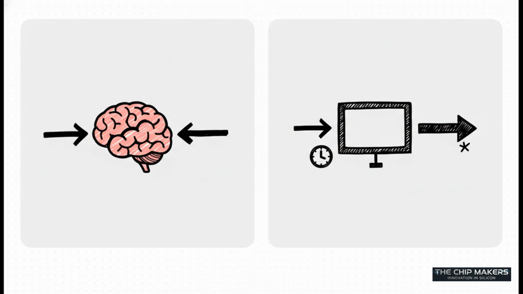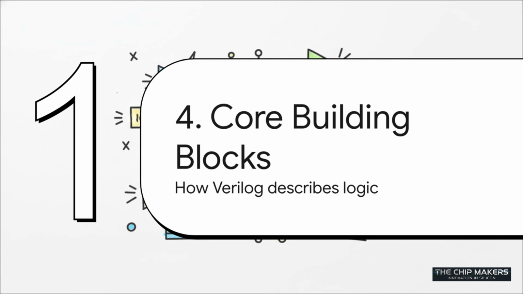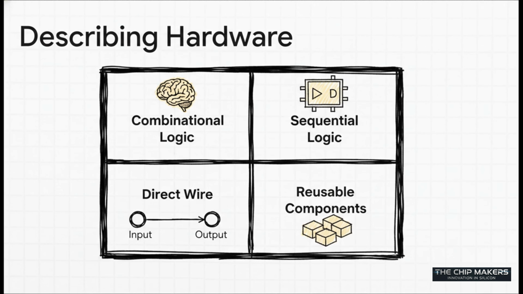The little circuit that does this is called a flip-flop, and it's the basis for all digital memory. So how do we actually write the blueprint for these brains and memory components? Let's take a quick look at the core Verilog syntax that lets us describe them. Verilog gives us a few key tools.